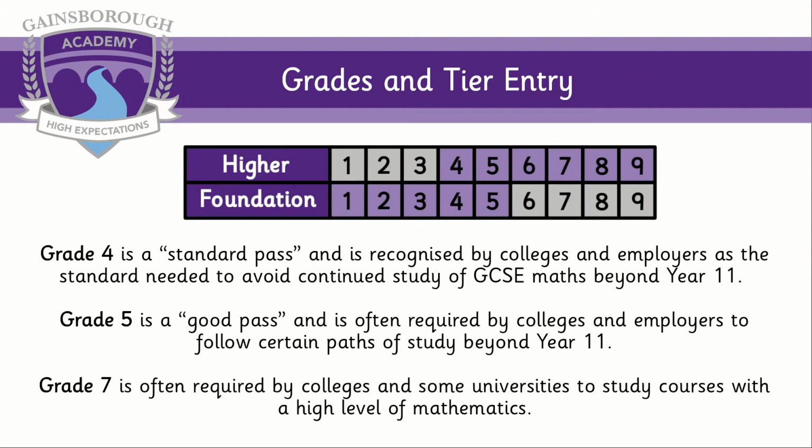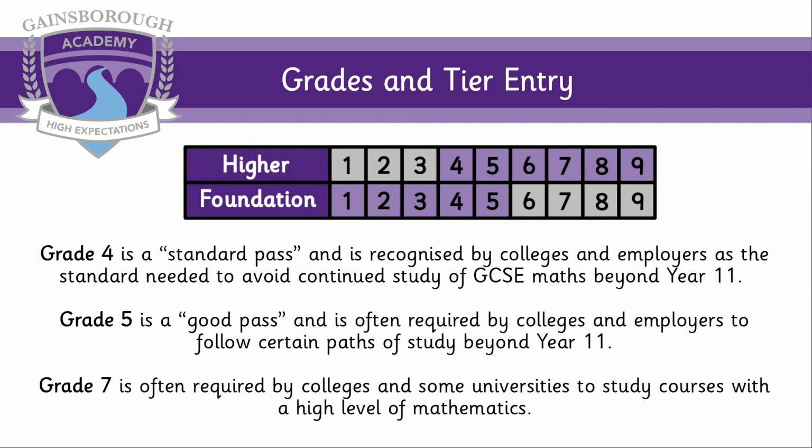The types of grades and the tier entry that students can be expecting. So there are 2 tiers in mathematics. There's a higher tier and a foundation tier, which isn't necessarily the case in all GCSE subjects. Higher tier students have got access to a grade 4, 5, 6, 7, 8 and 9, and in foundation they've got access to a 1, 2, 3, 4 and 5.